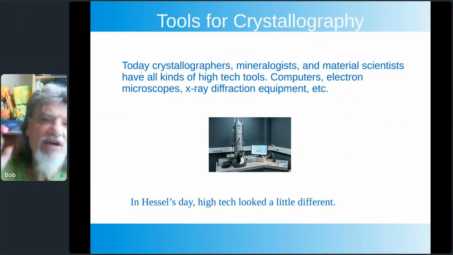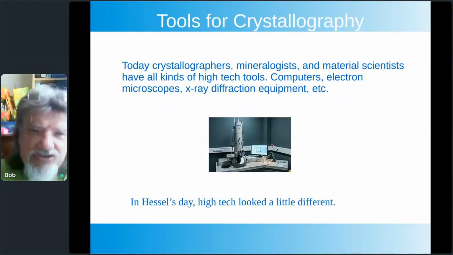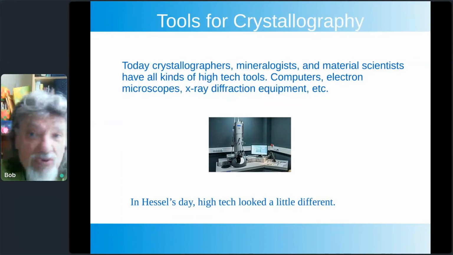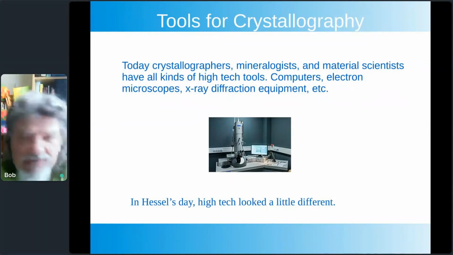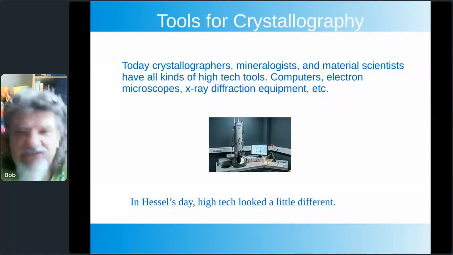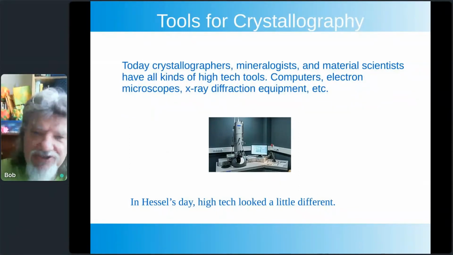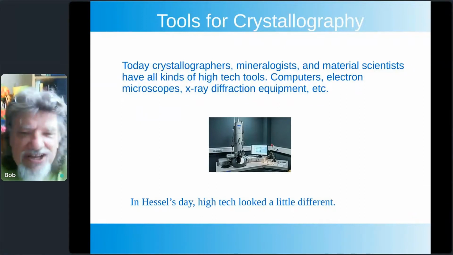All right. Now, I want to talk a little about early 1800s doing work on crystallography. Obviously, you look at a lot of rocks. You've got a magnifying glass, maybe a ruler, some kind of caliper to do measurements, measure a few angles or something. A lot different. Today, crystallographers have electron microscopes and X-ray diffraction equipment and computers and all kinds of other fancy things. But in Hessel's day, when he was developing this group theory, high tech looked a little different.